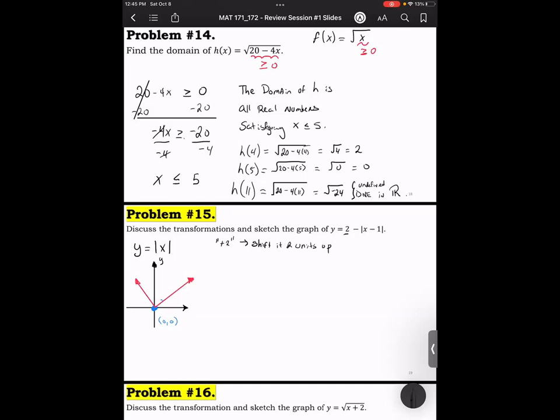Okay. Now let's look at the minus 1. Is the minus 1 inside or outside of the absolute value bars? Inside. It's inside this time. When you have a minus 1, it implies that we shift 1 unit to the right.